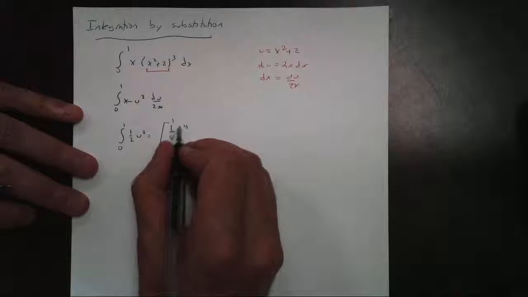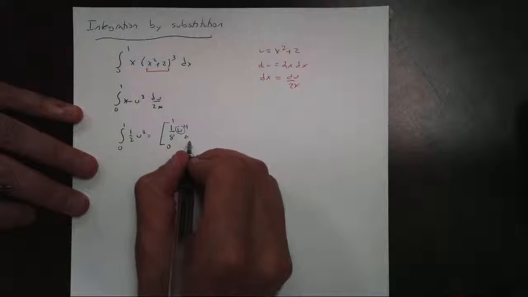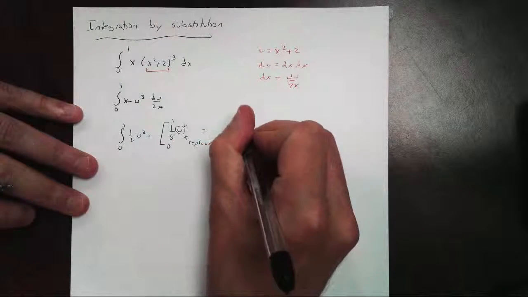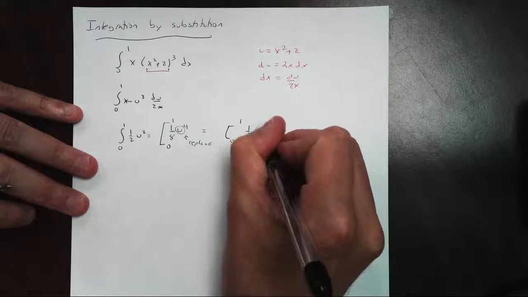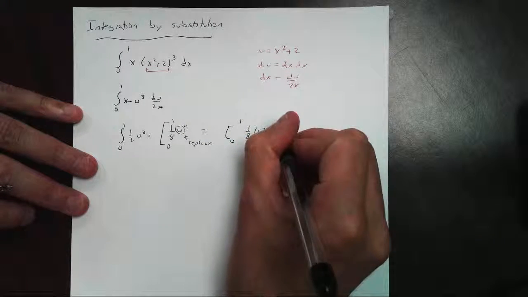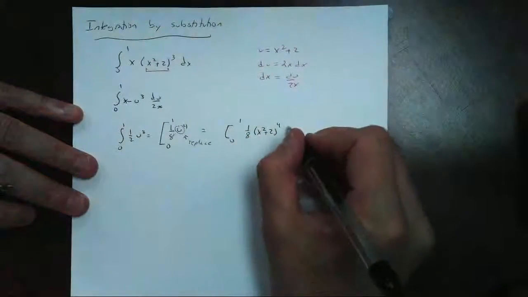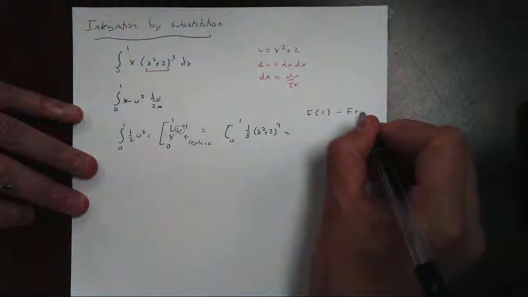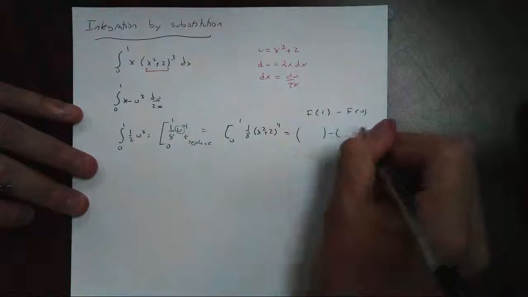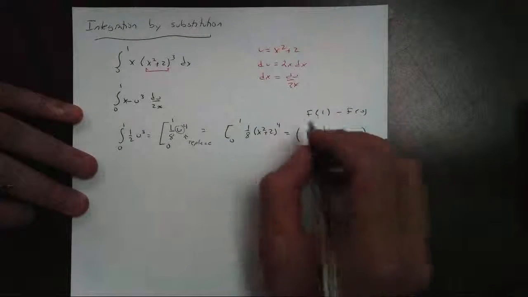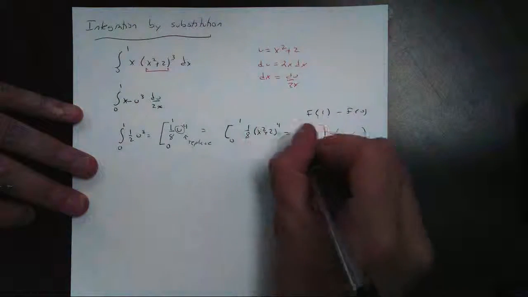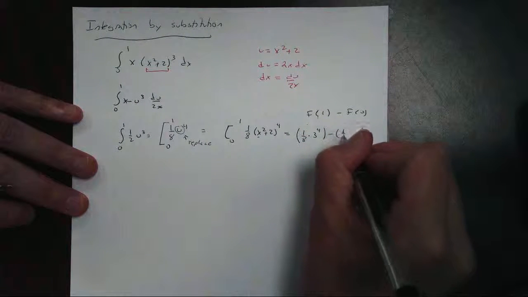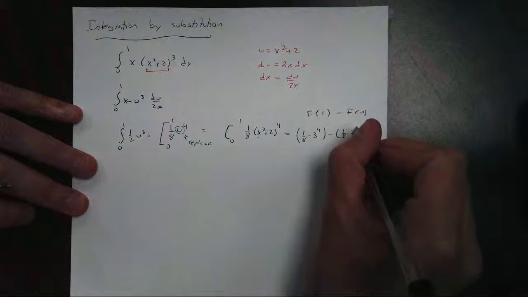Now, at this point right here, we replace. We have to put our u back in. And we're going to go from 0 to 1, 1/8 of (x squared plus 2) to the 4th. Applying the fundamental theorem, here's our FTC, f of 1 minus f of 0. And we can simplify this. If I plug the 1 in, we get 1/8 of 1 plus 2, 3 to the 4th, minus 1/8, plug in 0, 2 to the 4th.